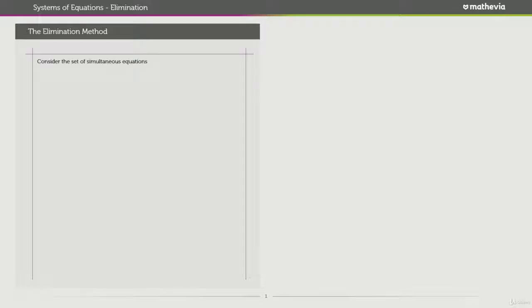So systems of equations elimination. Now, what is this about? We're looking to solve systems of equations using the elimination method. What is the elimination method? Now, consider the set of simultaneous equations, okay? Basically we have 2x plus 3y equals 5, and we have minus 3x plus 2y equals minus 41. Now, we're going to solve this set of simultaneous equations by method of elimination. I'm going to introduce this method to you now. Basically, I label the equations, label them equations 1 and equations 2.